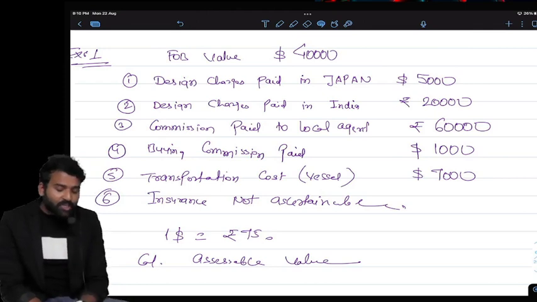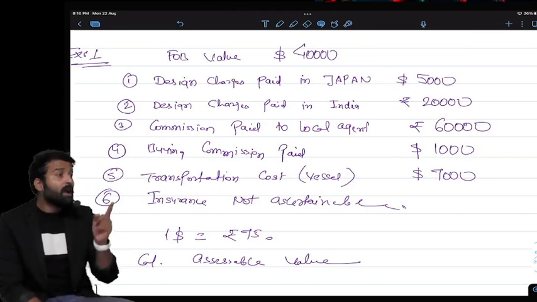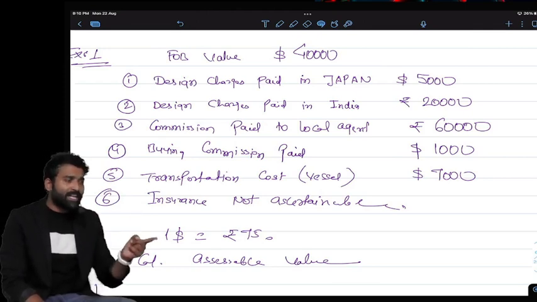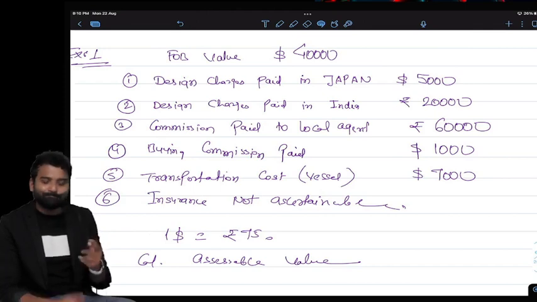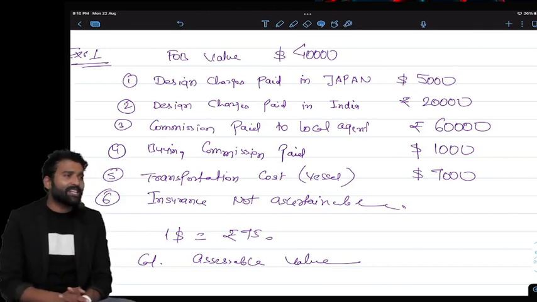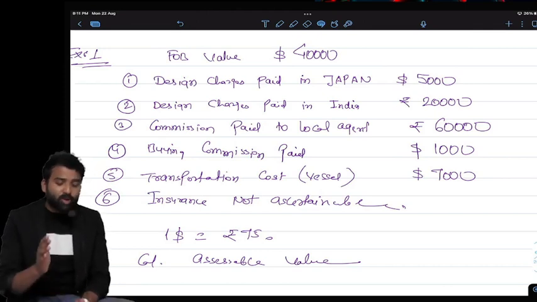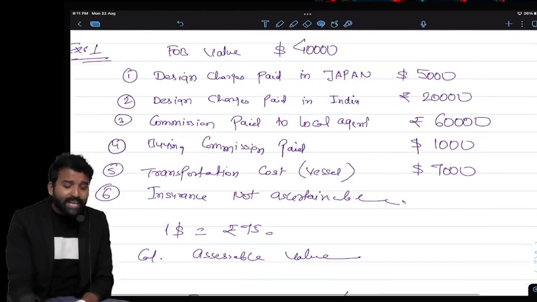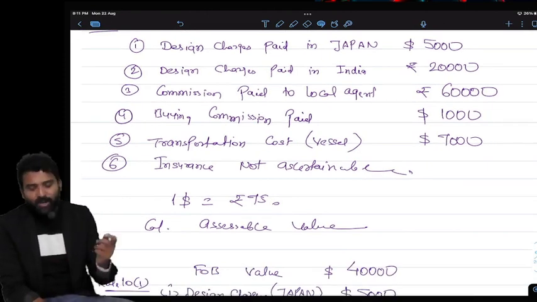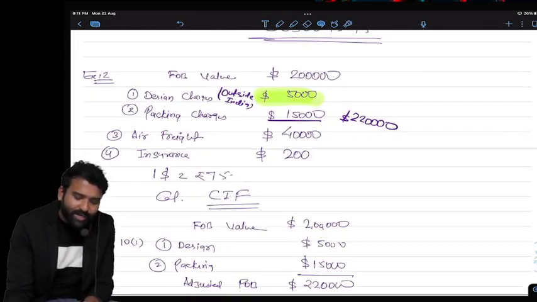Now transportation cost by vessel, $7,000, it should be included, of course. But do I have to check whether it is more than 20% of adjusted FOB or less? No, because it is vessel. If air freight is given, I have to check that it should not be more than 20% of adjusted FOB. Here I don't have to check because it is vessel transport. Finally, insurance is not ascertainable. So tell me how much I have to add. 1.125% of adjusted FOB. So this is the first calculation. Answer is here. You can again revise it.